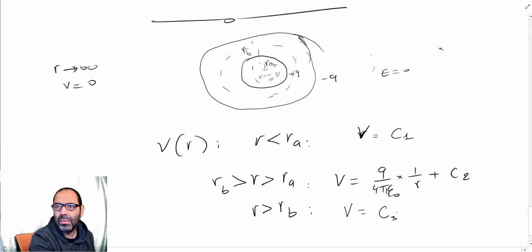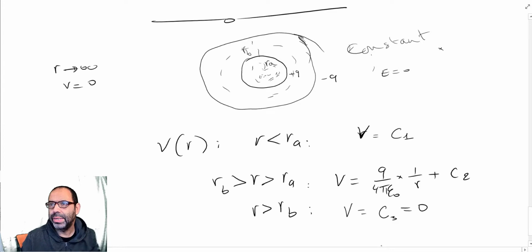I know this constant now because I know the potential at infinity is 0 and the potential is constant everywhere in here. So if it's 0 at infinity, it's 0 everywhere outside in here. So this is 0. That is how I can find those constants. So I know the potential is 0 far away from the sphere, but it's the same everywhere outside of the sphere.